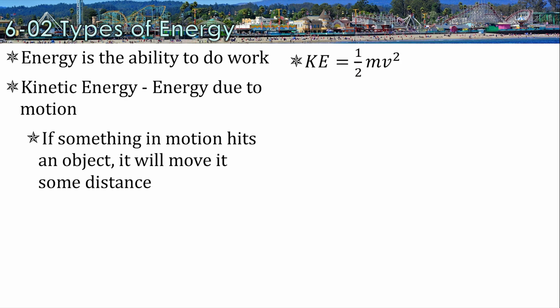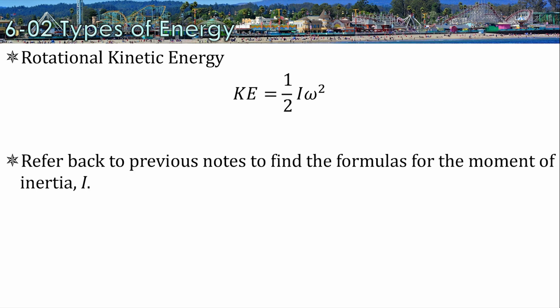Kinetic energy is 1/2 mv squared. Like work, energy is scalar. No vectors, no directions. And its unit is a joule. When something is rotating, it's moving, and also has kinetic energy, which would be 1/2 I omega squared, where I is the moment of inertia and omega is the angular velocity. Refer back to your previous notes to find the formulas for the moment of inertia.